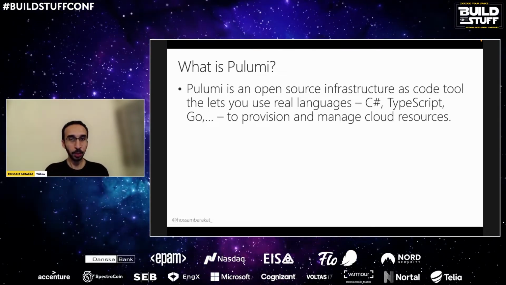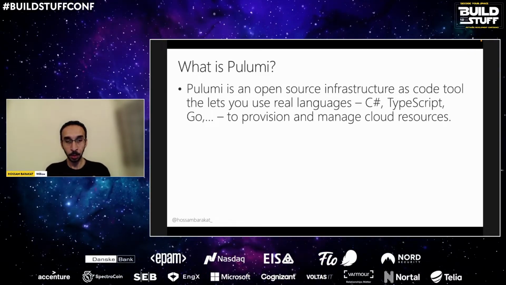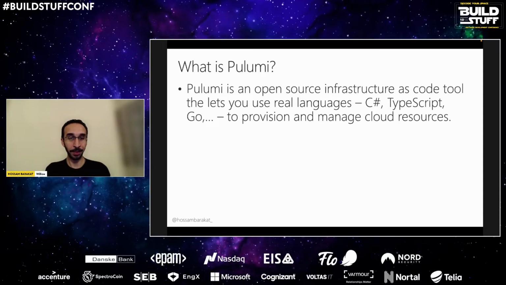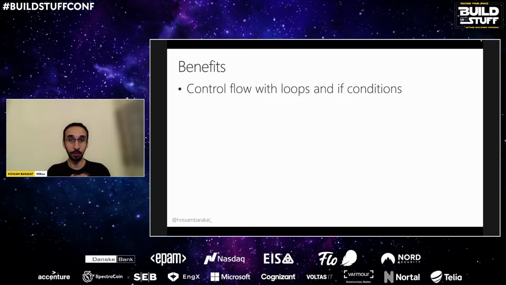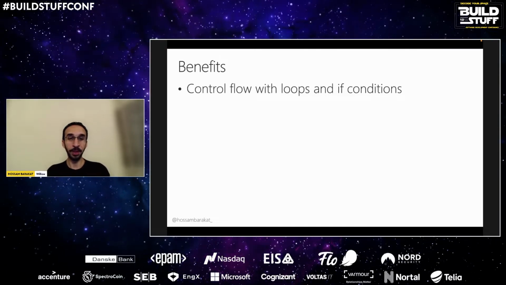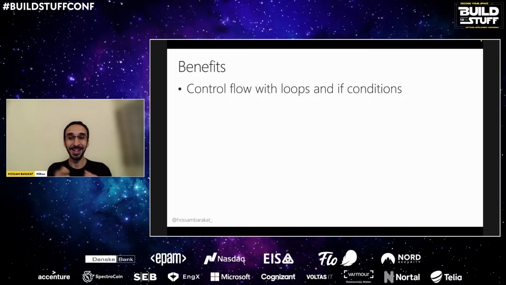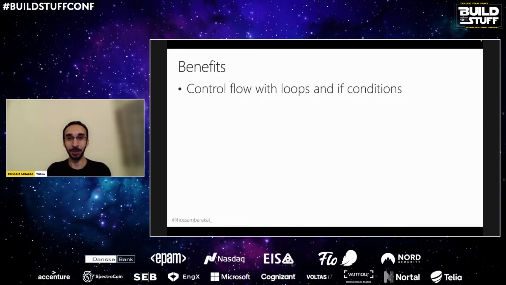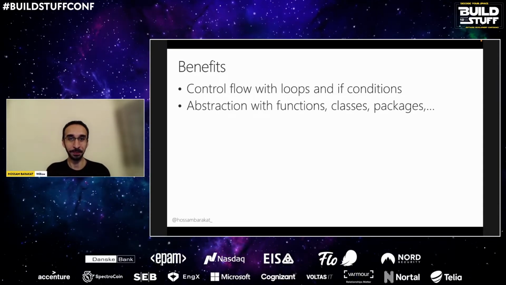But before I show you Pulumi in action, I would like to go through the benefits of using a real programming language. Just making the decision of using a real programming language provides a lot of benefits. So if I would like to have a for loop, I just use a for loop, or a while loop. It's just out of the box. I don't need to learn something new. If condition, it's just there for me.